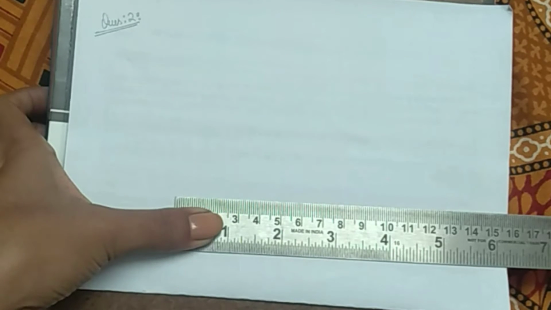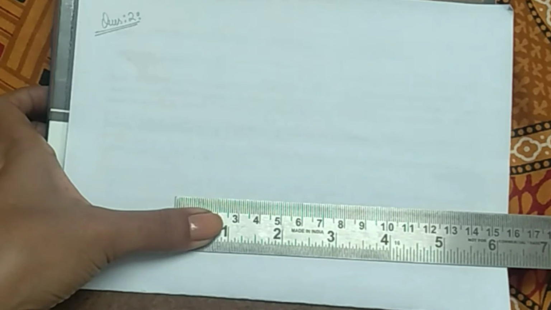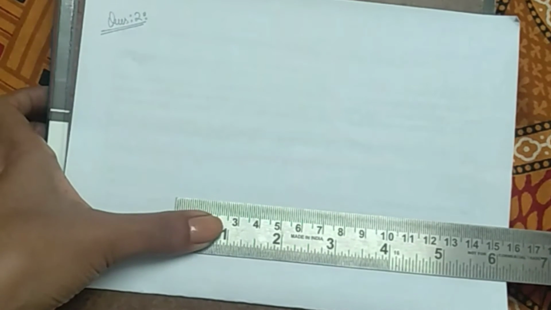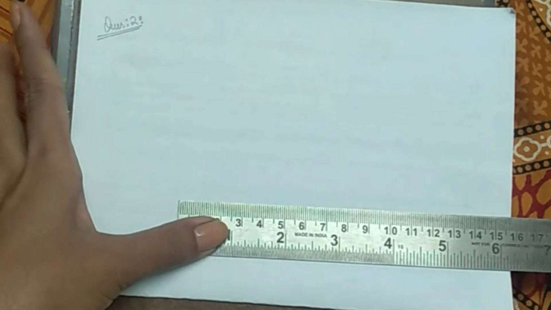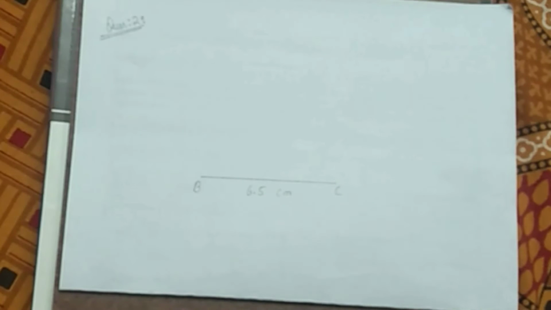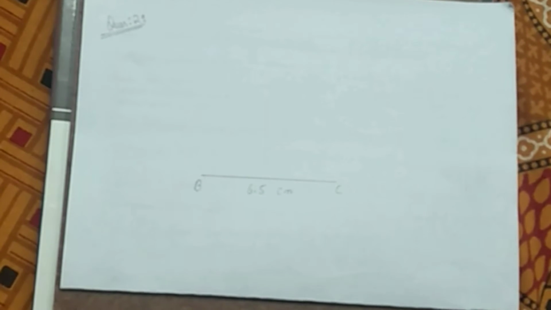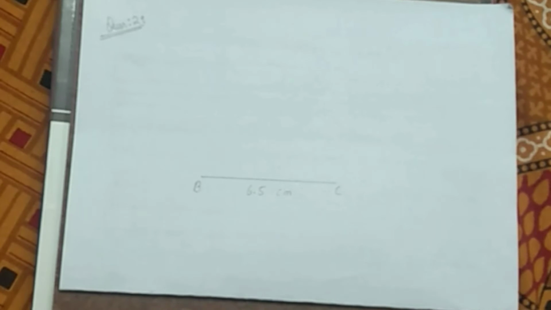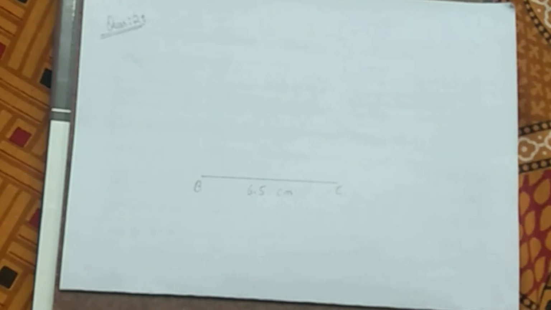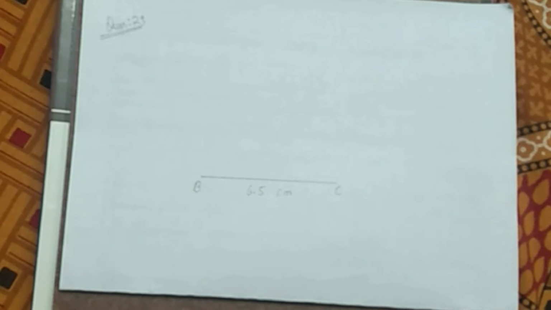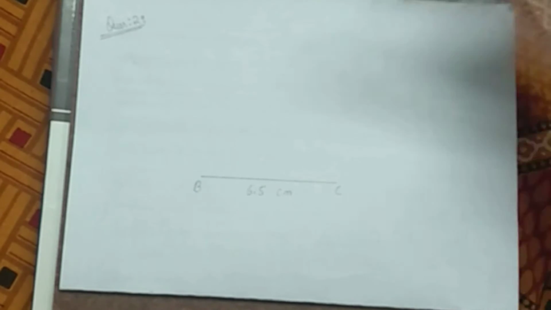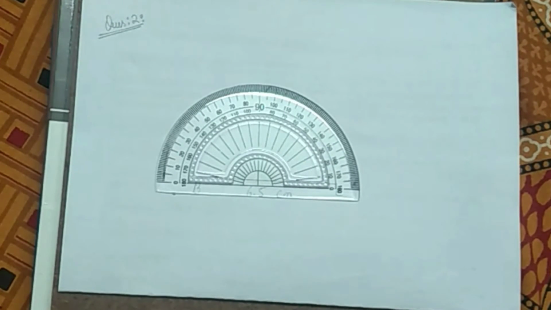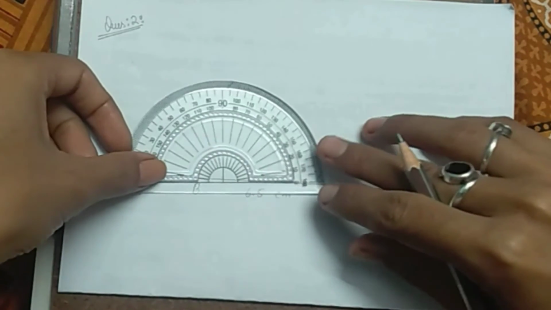In the second question, we have to draw an isosceles triangle with two equal sides of 6.5 centimeter. So first we will take a line of 6.5 centimeter. This is our first side BC of 6.5 centimeter. Now we have to make an angle of 110 degrees. So let's use protractor to make an angle of 110 degree.